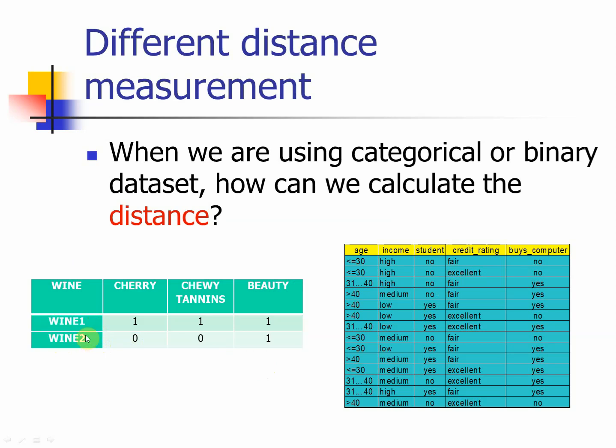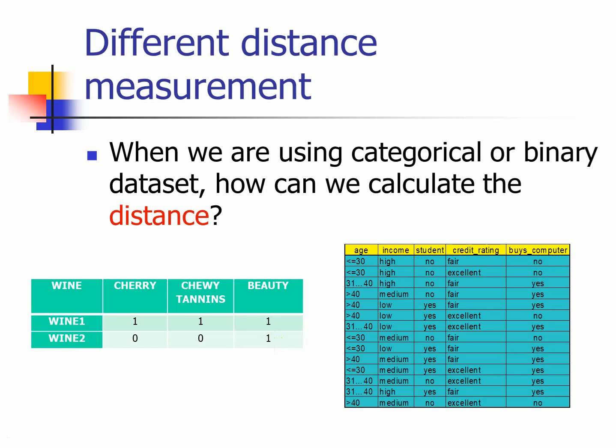We may have multiple wines; say we have two wines, and these are the characteristics that describe the wine. In this case, wine 1 has the cherry flavor, chewy tannins, as well as the beauty to describe the style of the wine. However, wine 2 only has beauty. Say we want to calculate the distance between the two wines, how can we do that?